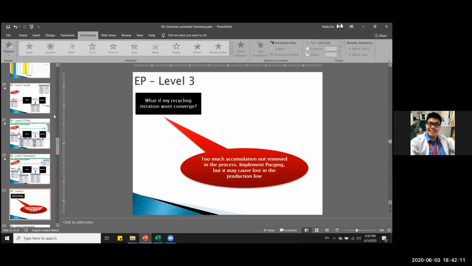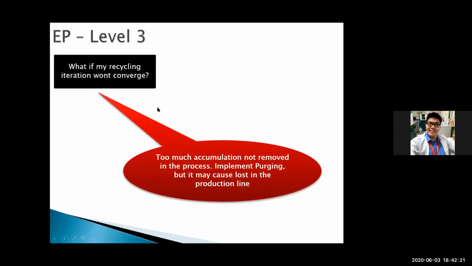Now, some question may arise: what happens if your iteration won't converge? If your iteration does not converge, it means that your process has too much accumulation. And as you know, accumulation will not be good for your process and it will damage the piping and all of your unit operation. So you could implement purging. However, when you do purging, some of the production line will be lost and you will have a loss in the profit. So bear that in mind.